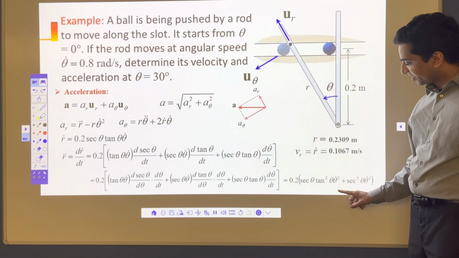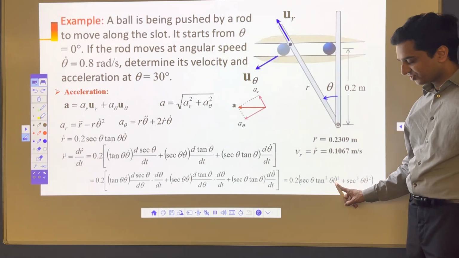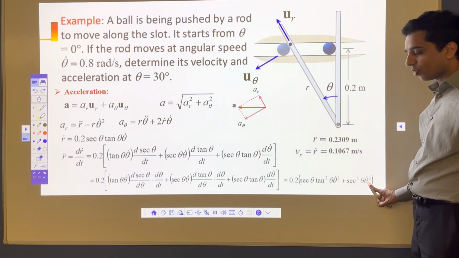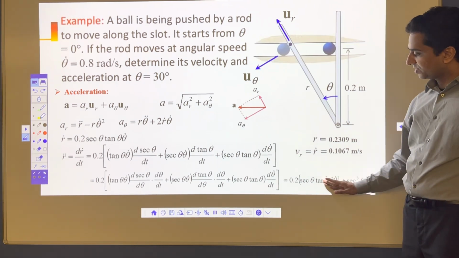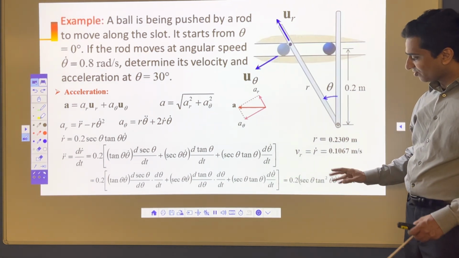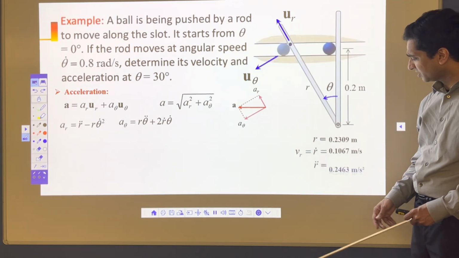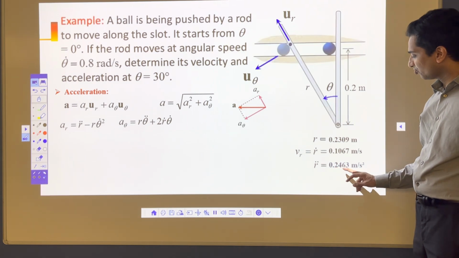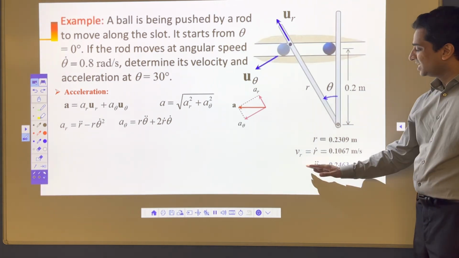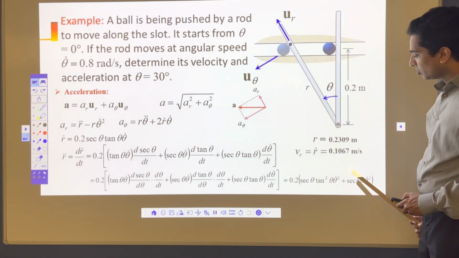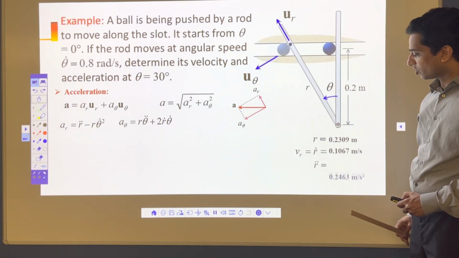Theta is equal to 30 degrees. 0.8 squared, sec cubed 30, again 0.8 squared. You do that and you will get the final number as r double dot is equal to 0.246 meters per second squared. That's what you get, r double dot. Once you put the values here, you will get the value for r double dot.